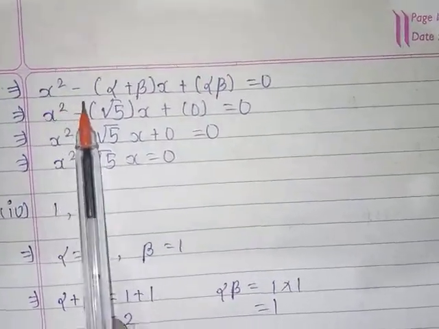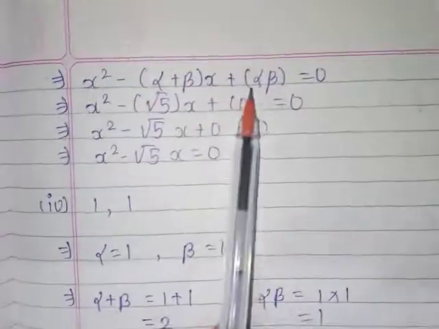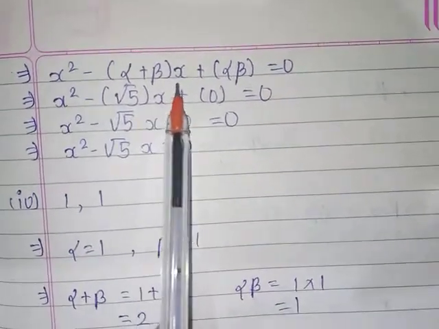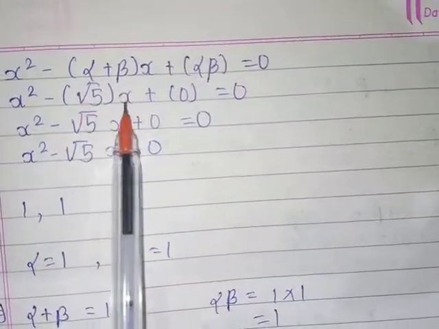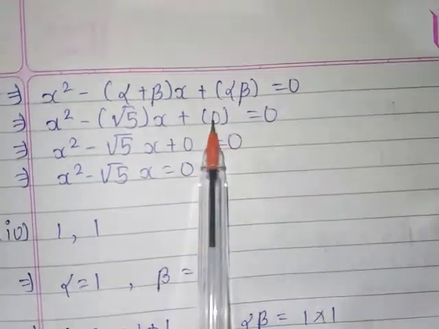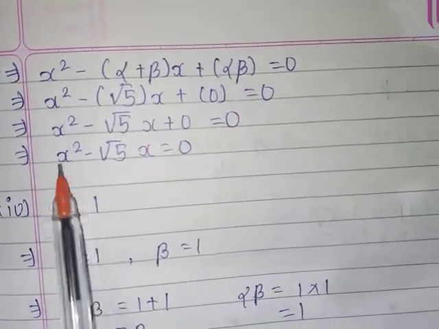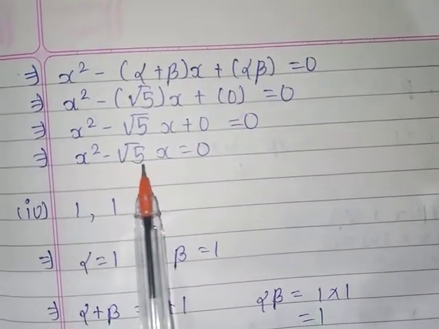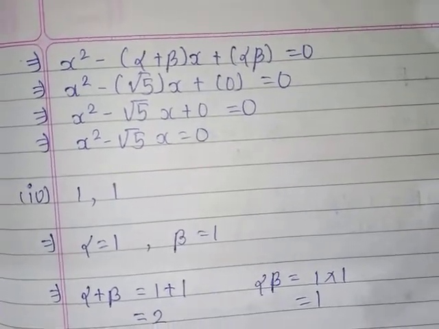x square minus alpha plus beta x plus alpha into beta is equal to 0. So alpha plus beta is root 5 x and alpha into beta is 0. So your equation will be x square minus root 5 x is equal to 0. Good.